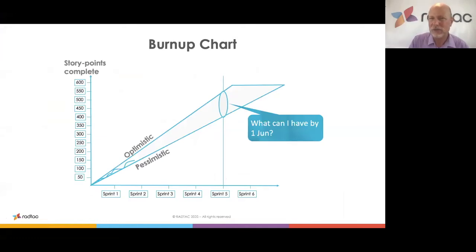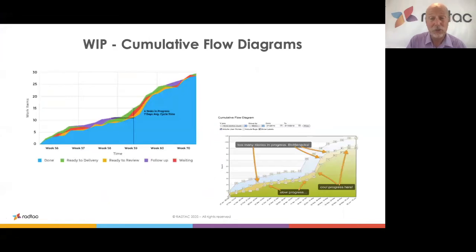So what other team-based measures would we typically have in place? Cumulative flow diagrams. Cumulative flow diagrams are really useful for showing us the work in progress. So WIP, or work in progress, is definitely something that we would be having a look at. What a cumulative flow diagram is going to show us, looking at the one on the left-hand side here, are the statuses: done, delivered, ready to deliver, ready for review, follow-up, and waiting. Yes, these are different statuses for how the team works.